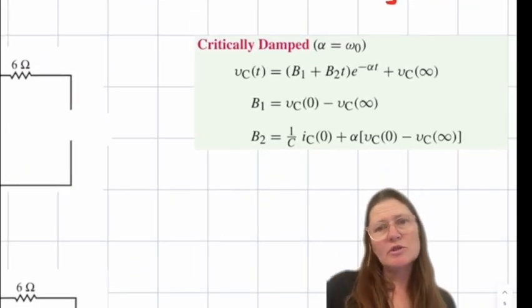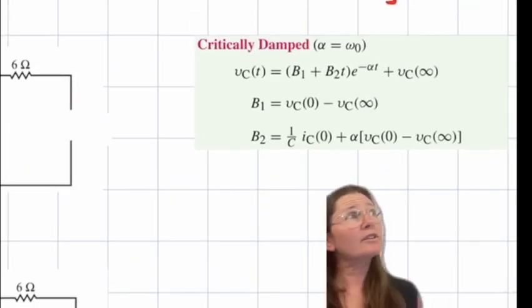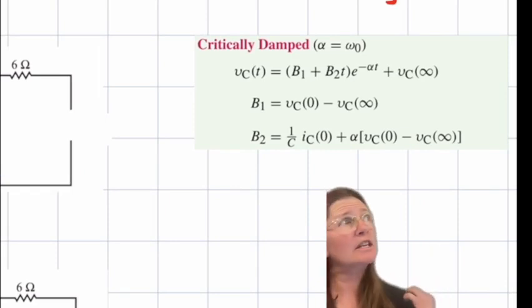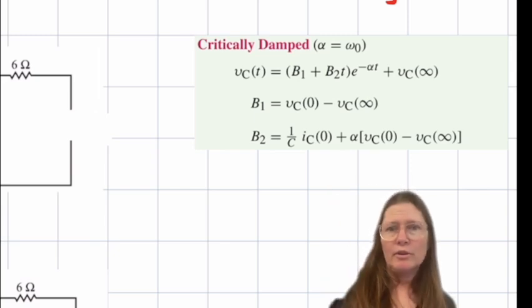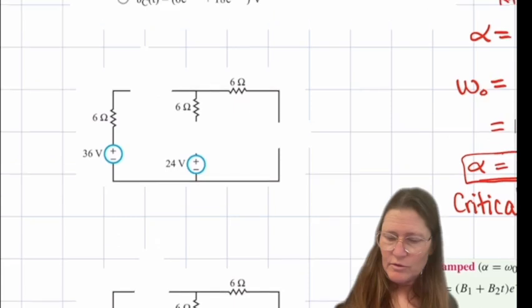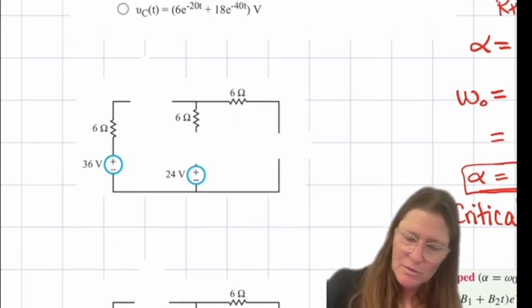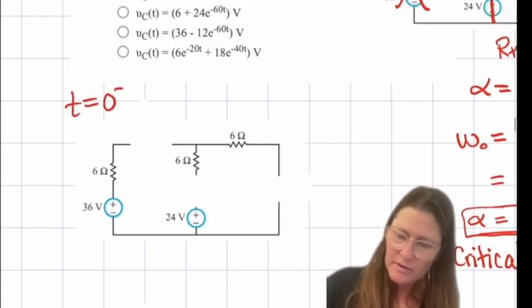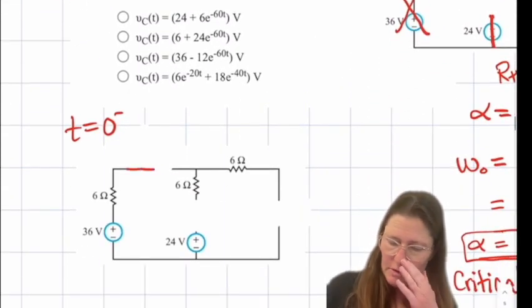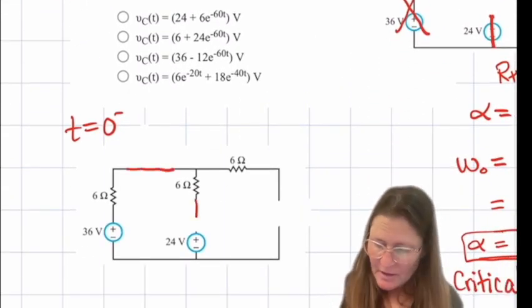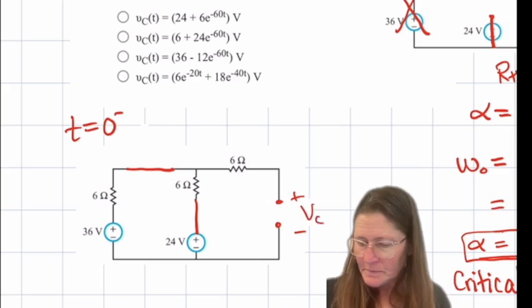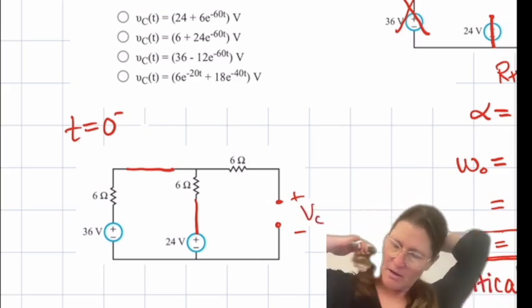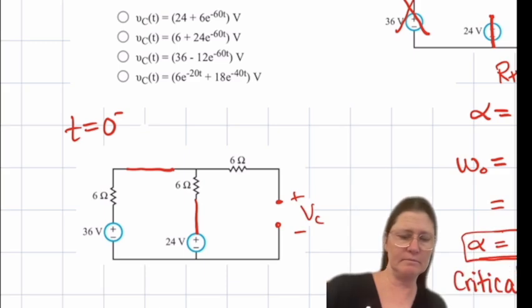So then I can use just these equations here. I need to know VC of 0 and VC at infinity, and then IC of 0. So going to time equals 0, right before the switch, which is closed. This will be a wire, this will be an open. And what would VC be here?